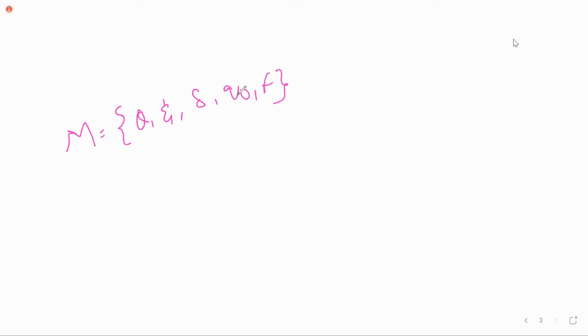Q, sigma, delta, Q naught, F. What is the difference between DFA and NFA by seeing this 5-tuple? Is there any difference in the tuple when you compare DFA and NFA? No, ma'am. Both are looking the same. Then what is the difference?